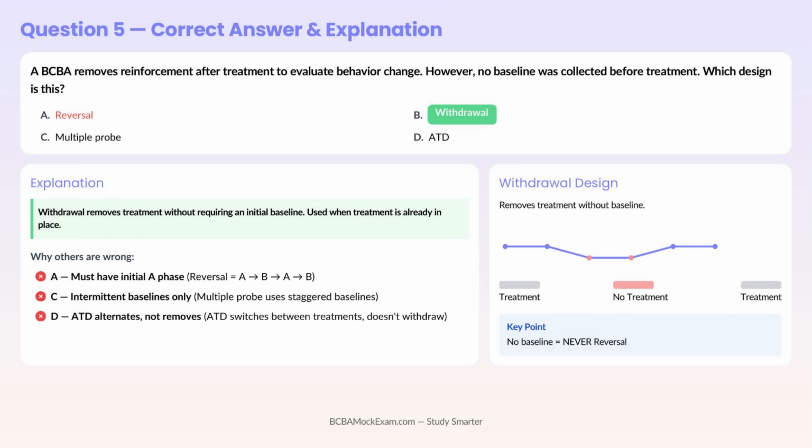Withdrawal. In this scenario, reinforcement is removed after treatment, but there was no baseline phase before treatment started, which rules out a true reversal design. Withdrawal designs remove an already ongoing treatment without requiring an initial A phase. Reversal, in contrast, must follow a BAB and always includes an initial baseline, so option A is incorrect. Multiple probe designs, option C, are based on intermittent baselines and staggered probes, not simple removal of treatment. ATD, option D, alternates between conditions rather than withdrawing one, so it does not match either. A simple rule is, if there is no baseline, it is never a reversal design.